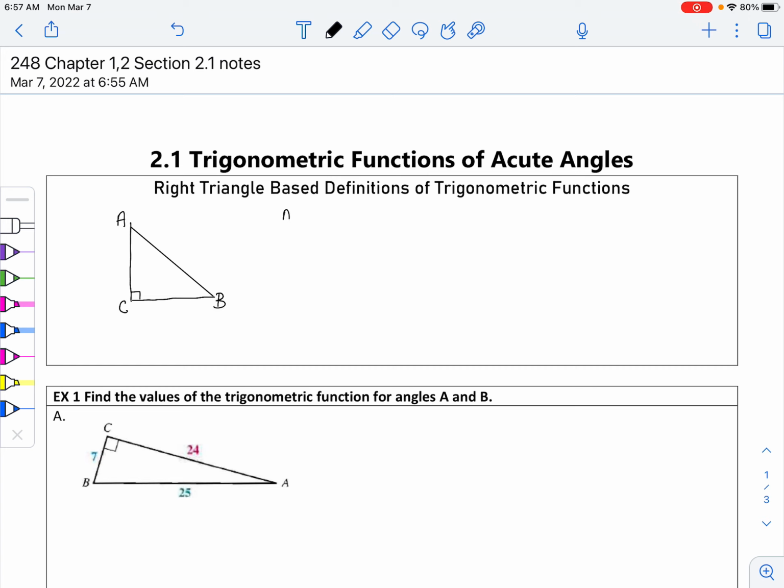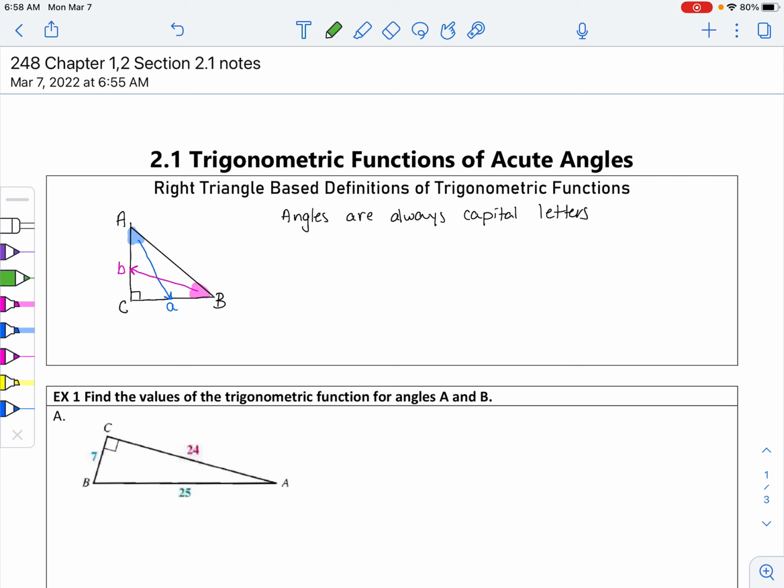What I want you to see is angles are always capital letters. So we've got angle A, which is that angle up there. If we go across from angle A to the opposite side, we would label that as side A. Over here, we've got angle B. It's another acute angle. And if we go across from angle B, this is going to be side B.